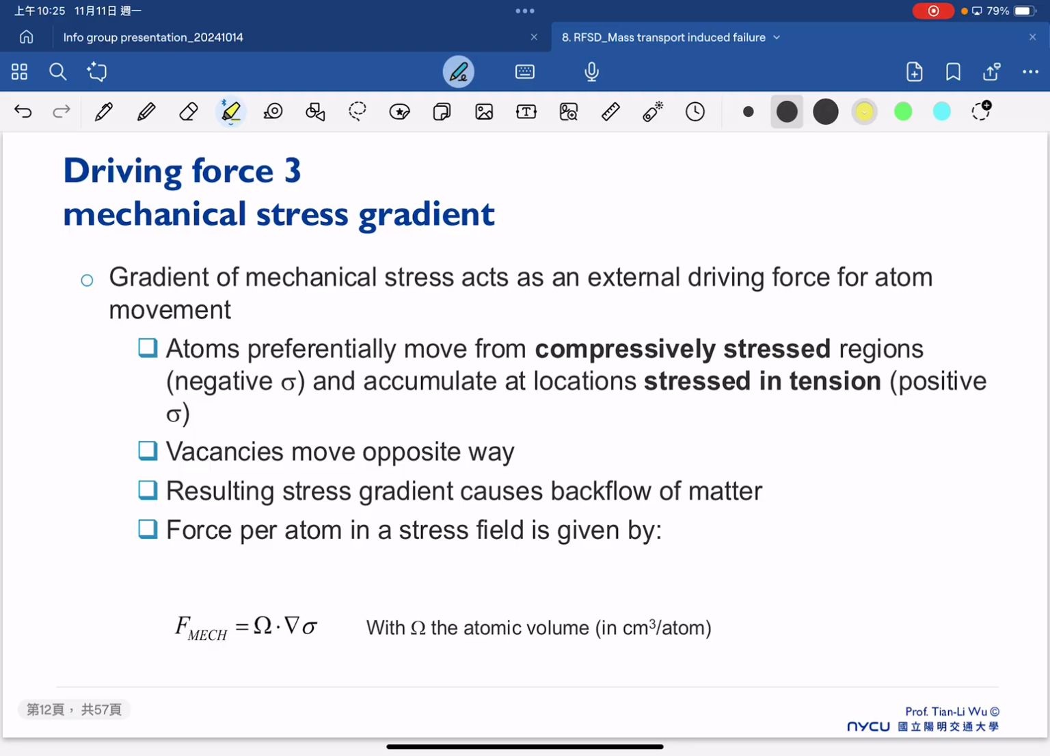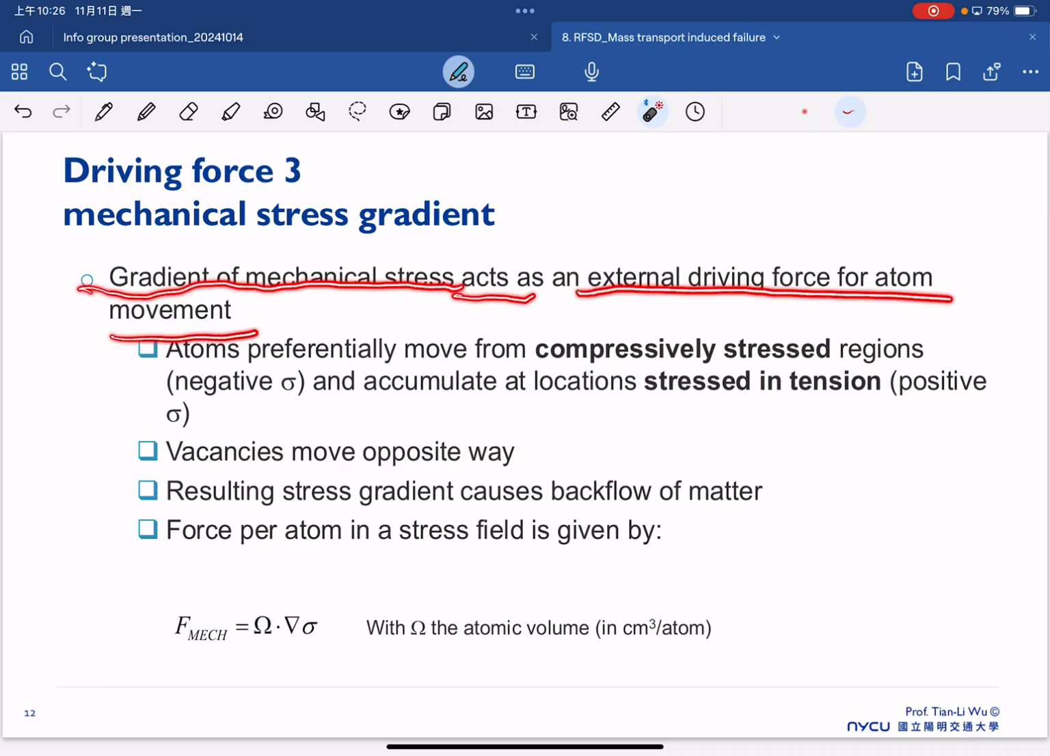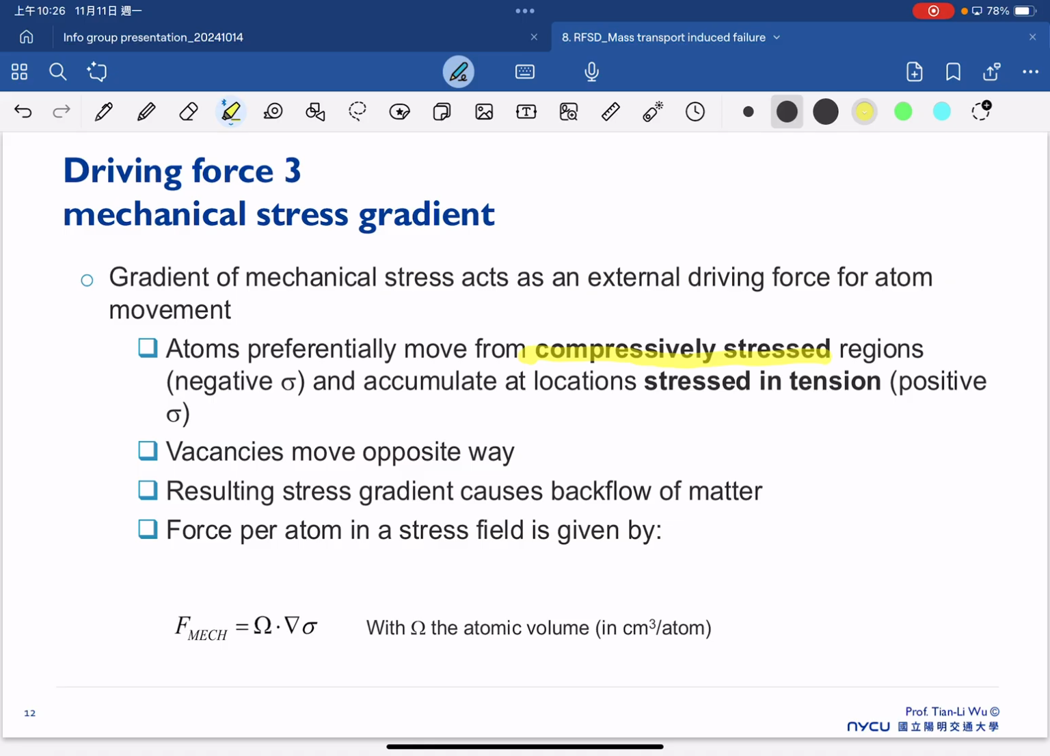And the third part is the mechanical stress gradient. The gradient of mechanical stress acts as an external driving force for atom movement. So atoms will prefer to move from the compressively stressed region to the region under tension, what we call the tensile stress region. That means once we have the interconnection line, in the beginning it looks like this. After a certain while, we start to see accumulation on one side, but also depletion on the other side. And the atoms will prefer to move.